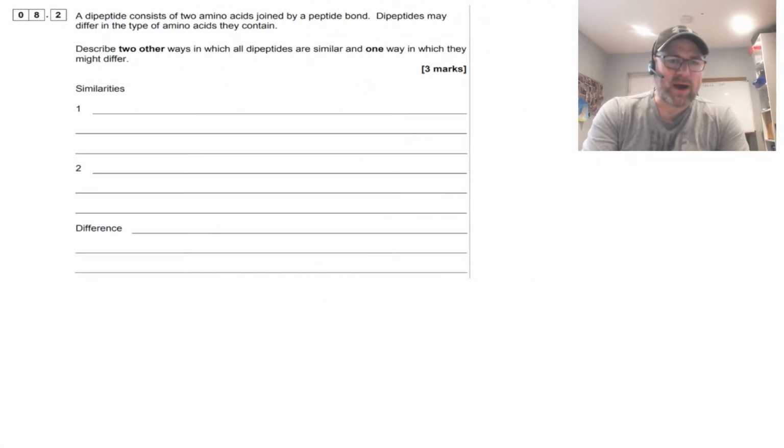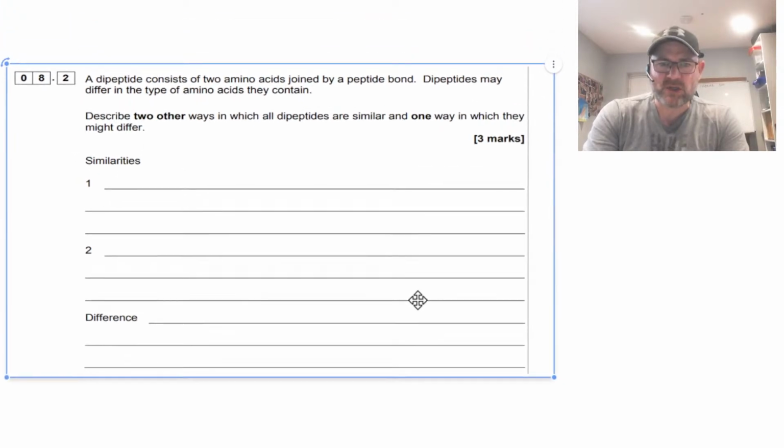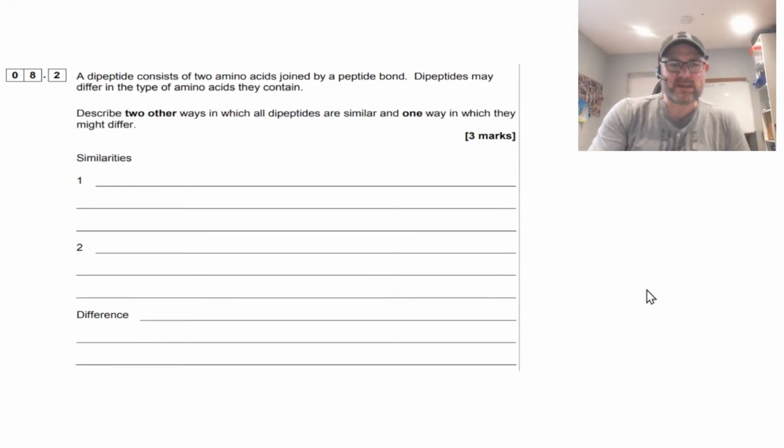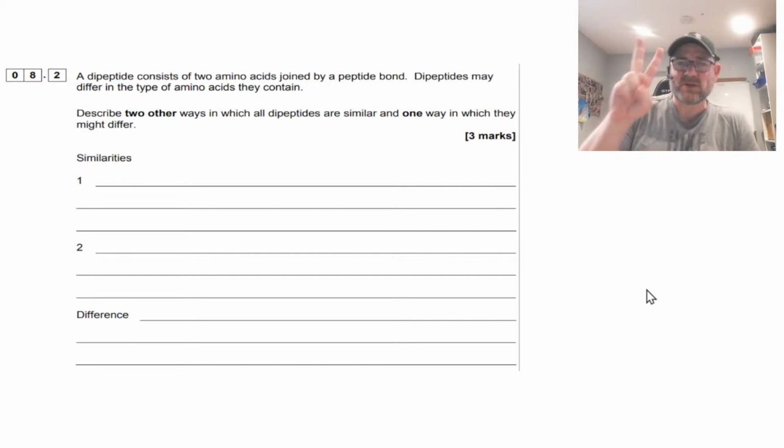Okay, just a couple of questions before we finish. Nice and easy lesson. So a dipeptide consists of 2 amino acids joined by a peptide bond. Dipeptides may differ in the type of amino acids they contain. So there's 20 different ones. So there's loads.